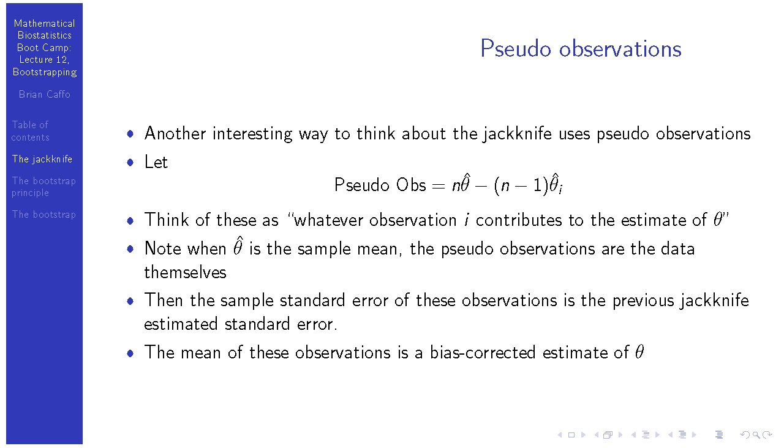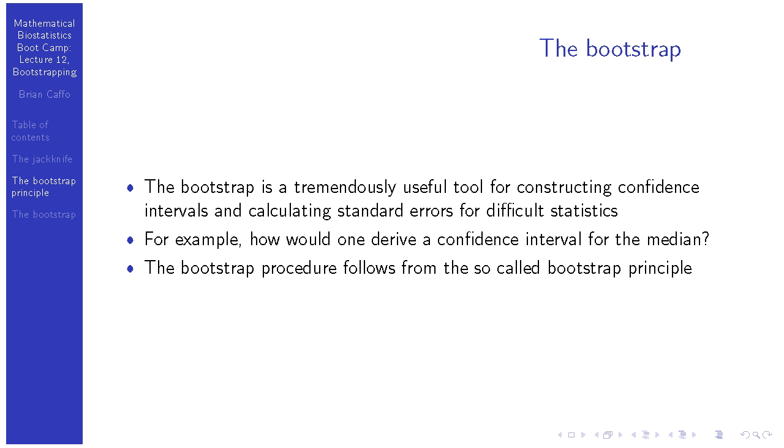And then the sample standard error of these observations is the Jackknife standard error. And the mean of these observations is a sort of bias-corrected estimate of the parameter that you're interested in. So it takes your ordinary estimate and attempts to correct the bias. I have to admit, for my thinking about the Jackknife, I kind of prefer to think about it this way, in terms of the pseudo-observations, than in the sort of classical development of it. So now let's get to the Bootstrap.